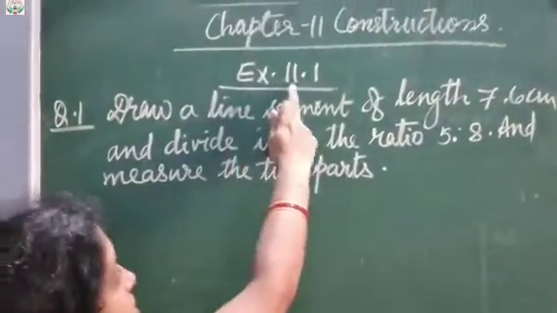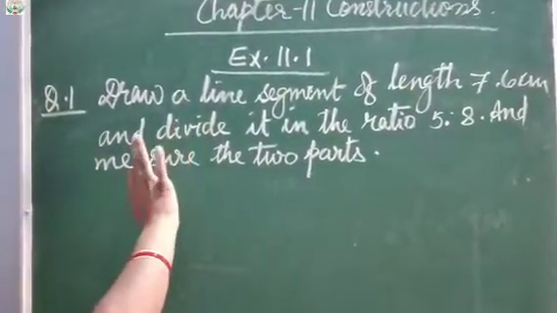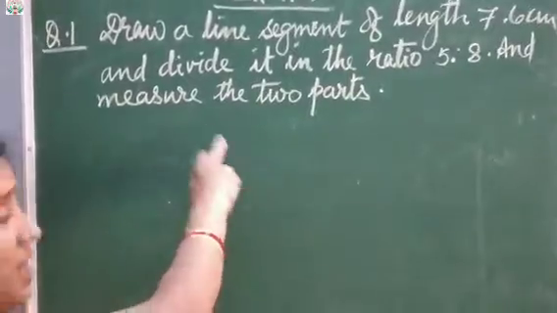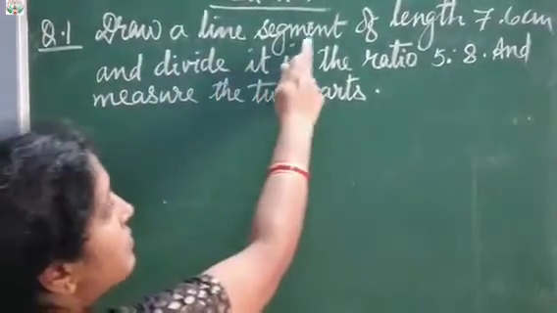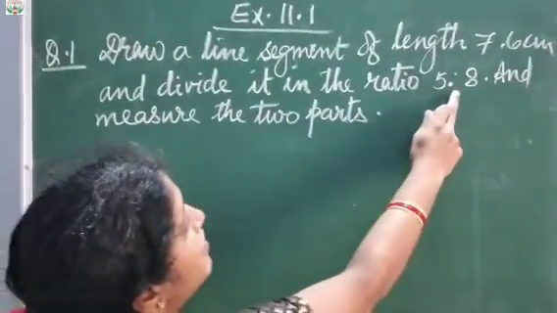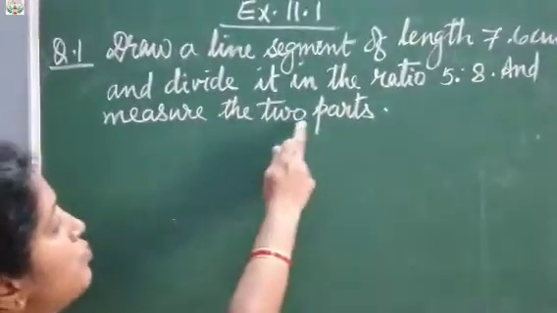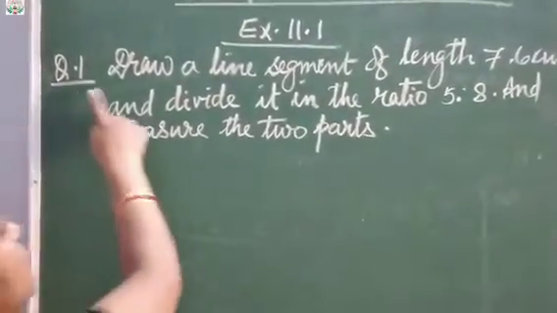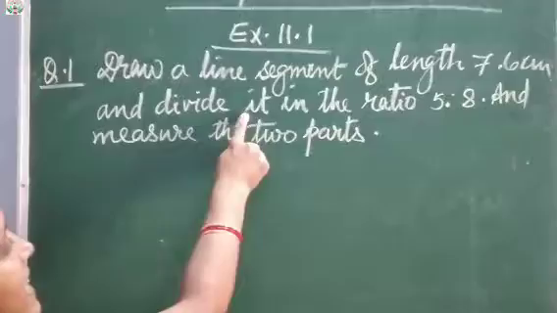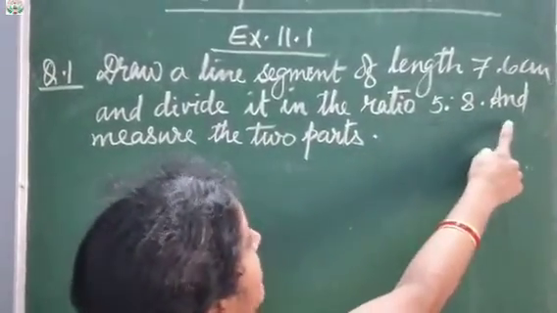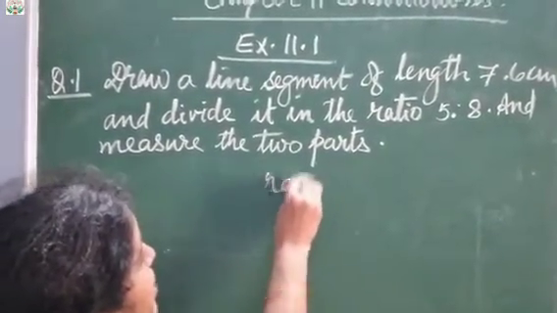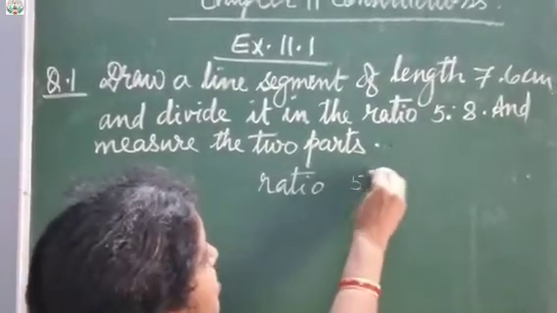Now see children, exercise 11.1 first question. Only we will have the first question. From the second question till the 7th question we do not have in the syllabus for this year. Question number 1 is: draw a line segment of length 7.6 cm and divide it in the ratio 5:8 and measure the two parts. So here what are the ratios? We can see that the ratio equals 5:8.